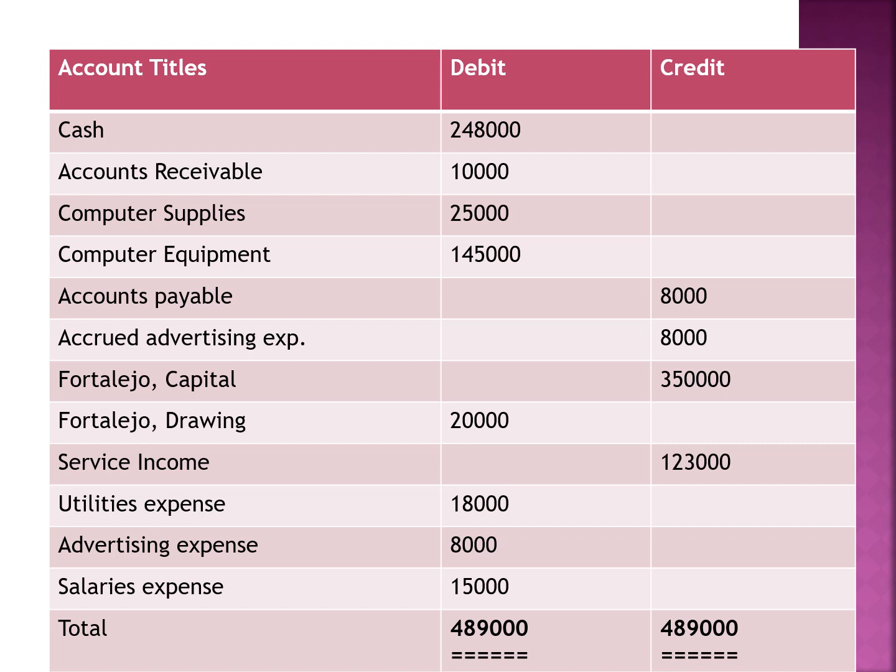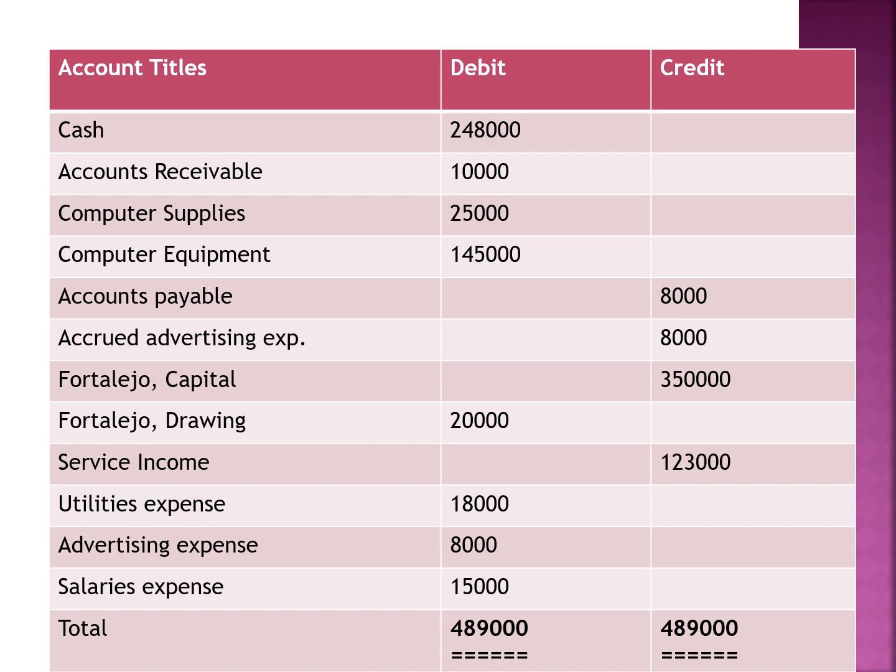Then, if all the accounts are considered, add the total debits and also add the total credits. So, adding 240,000 plus 10,000 plus 25,000 plus 145,000 plus 20,000 plus 18,000 plus 8,000 plus 15,000 is equal to 489,000. For the credits, we add 8,000 plus 3,000 plus 350,000 plus 123,000. So that's a total of 489,000. So as you can see, debit is equal to credit.